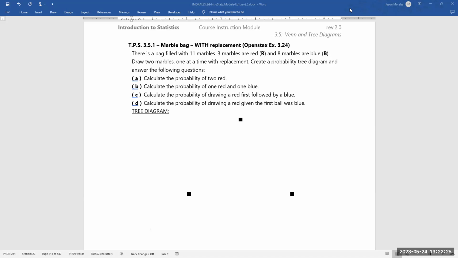Pause the video in a moment and try and construct the tree diagram on your own, then unpause the video, and then we'll work through calculating the probabilities for parts A, B, C, and D together. Pause the video now.